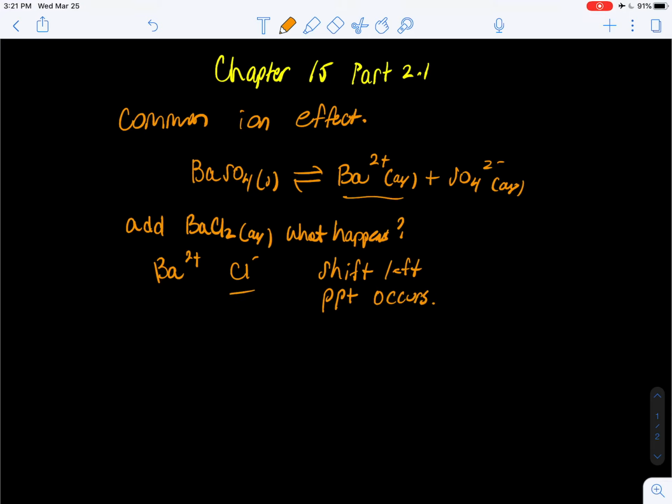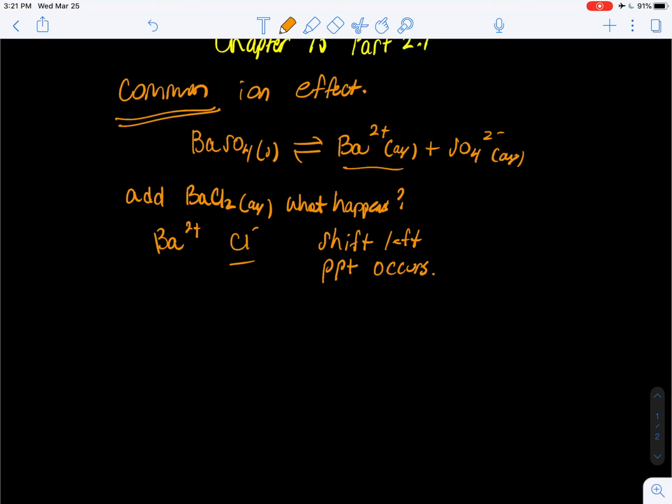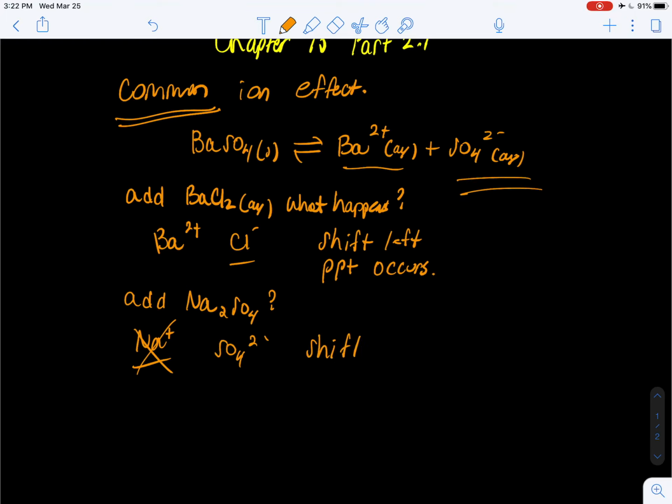What about the chloride, you ask? Well, that's not common to the equilibrium. It's a spectator ion, so the chloride doesn't have any influence at all. What would happen if we add sodium sulfate? Sodium sulfate, break it down, is composed of sodium ion, which is a spectator ion, so that's not going to have any influence. And sulfate, well, you can see sulfate over here on the right side of the equation. So this too would cause this reaction to shift left. The precipitation would occur, or there'd be more precipitate occurring.